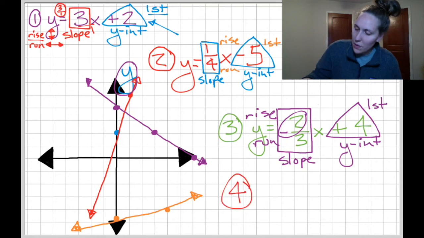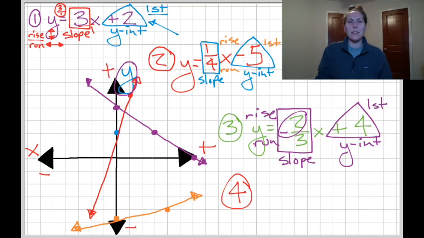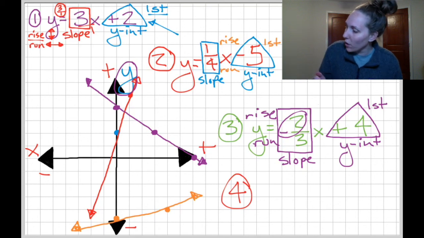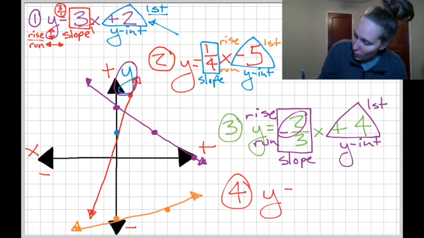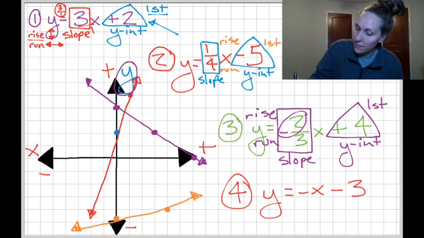And for those of you confused about why we're moving positive or negative, on the x-axis, this is positive, this is negative. On the y-axis, this is positive, this is negative. I realize I didn't really say that in the beginning. All right, number 4, last one, y equals -x minus 3.